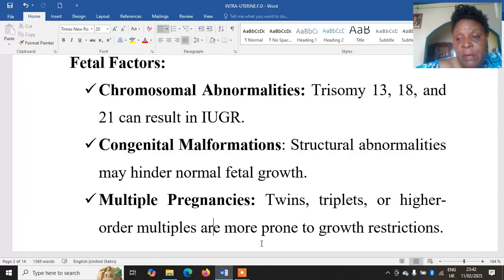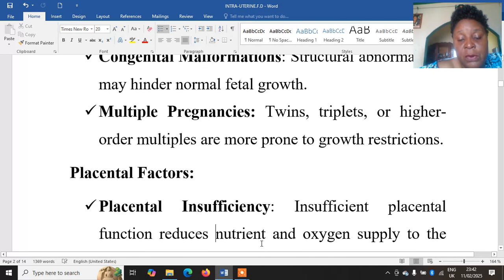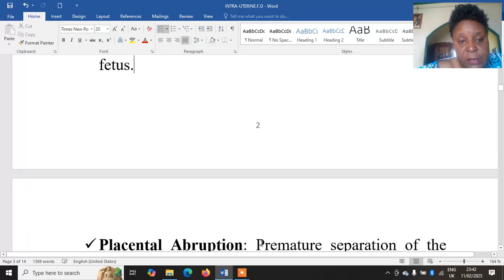So when you look at multiple pregnancies, of course the demand is high from the mother. The demand is high, the space in the uterus is small, so these babies may not grow like a baby who is alone in the uterus. So this also brings about intrauterine growth restriction.